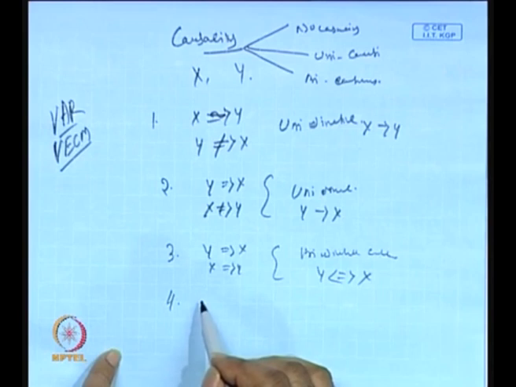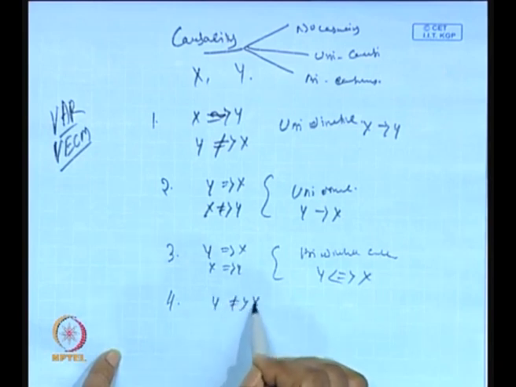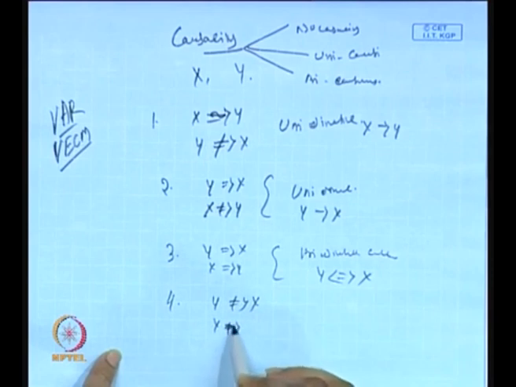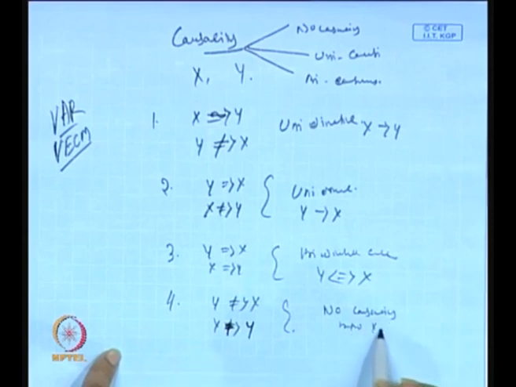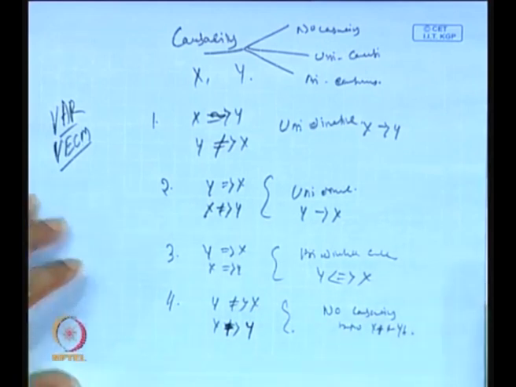Then the fourth possibility is y does not cause x and x does not cause y. If this is the case, the interpretation is no causality between y_t and x_t. So for a particular system having two variables together, there are three, in fact four, different shapes, including no causality, that means x does not cause y, and y does not cause x.